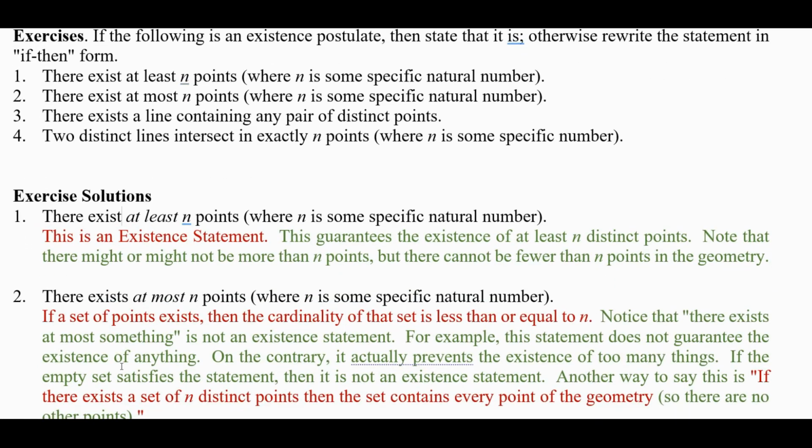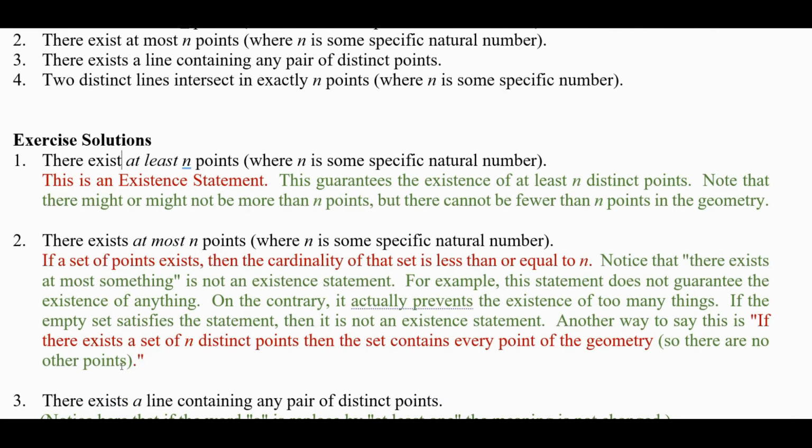Number 2, there exist at most n points. This is not an existence statement. This doesn't guarantee that anything exists. There might be no points at all. So this doesn't guarantee the existence of points. It's an if-then. One way to say it is: if there exists a set of points, then the cardinality of that set is less than or equal to n points, obviously from this geometry.